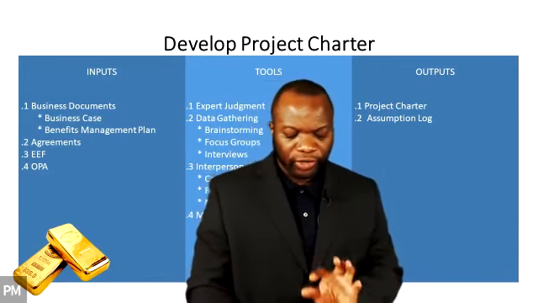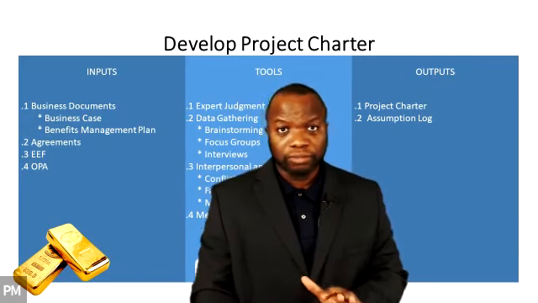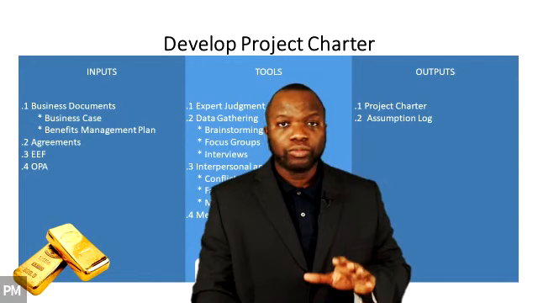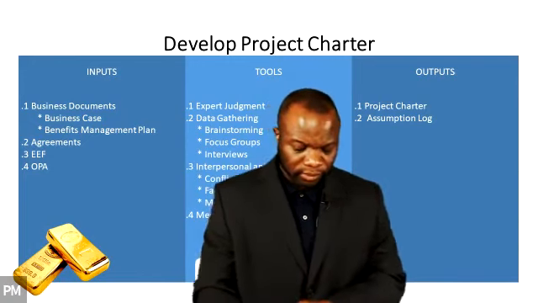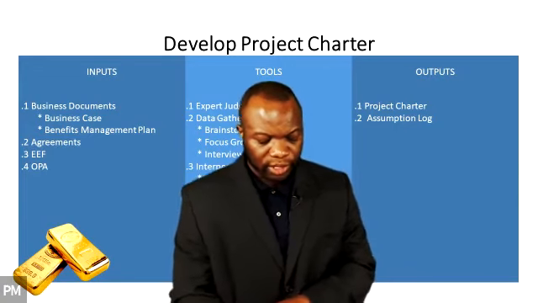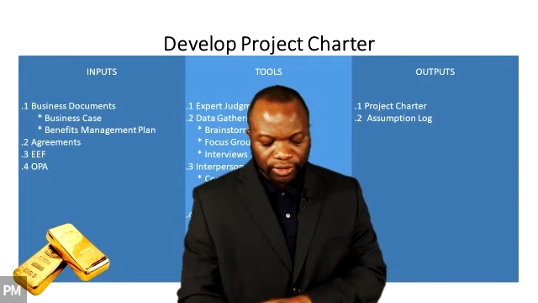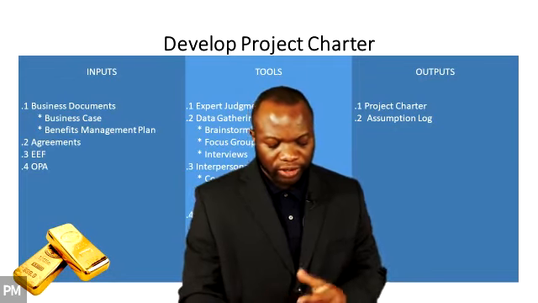So whenever you come across these major outputs, you got to slow down, got to read the detail. Slow down, read the detail. Okay? Now, we have assumption log. High-level strategic and operational assumptions and constraints are normally identified in the business case before the project is initiated.